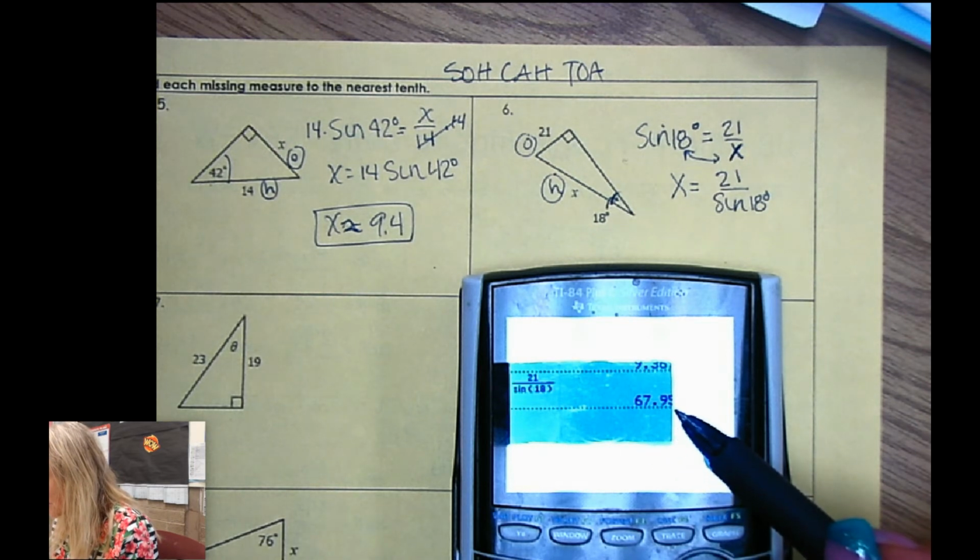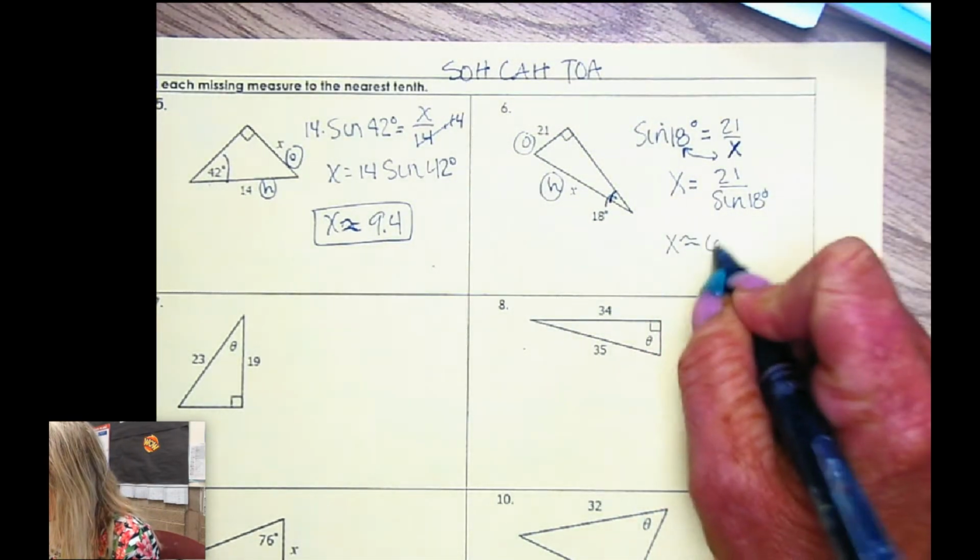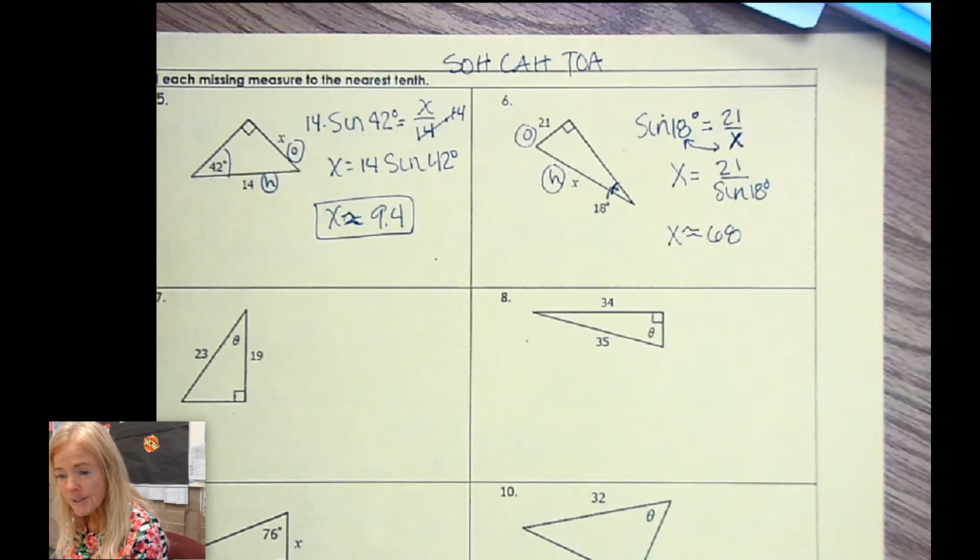We get 67.95, which rounds up to 68.0. So x is approximately 68.0 to the nearest tenth.